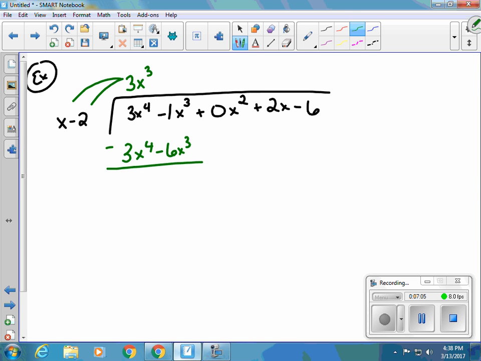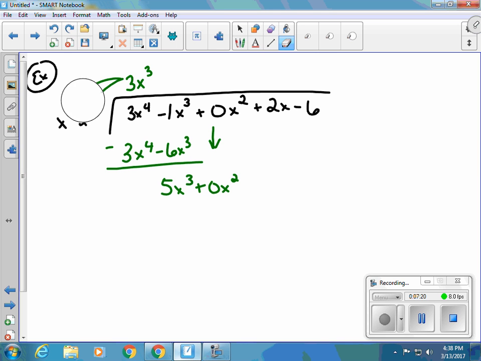So negative 1 minus negative 6, which gives me a positive 5x cubed. I need to drop down the 0x squared. Because we're dividing by a binomial, I only do 2 numbers at the same time. So for instance, I only drop down the 0x squared. I didn't drop down the rest of it just because I'm already dividing by a binomial, so I know that that other stuff is just going to be left over anyway.